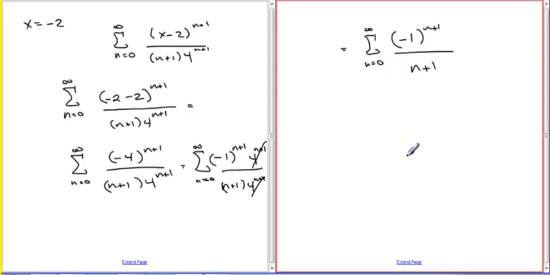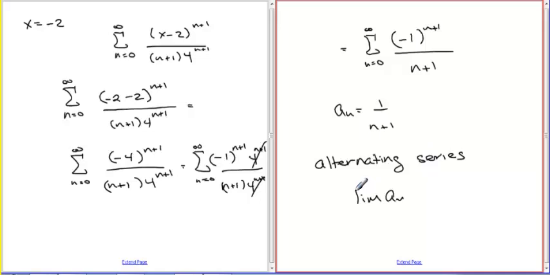So a sub n is 1 over n plus 1, and it's alternating because of this term. So we have 2 requirements for an alternating series. One is that the limit of a sub n as n goes to infinity is equal to 0. So the question is, is the limit of 1 over n plus 1 as n goes to infinity equal to 0? Yes, so that satisfies the first requirement.